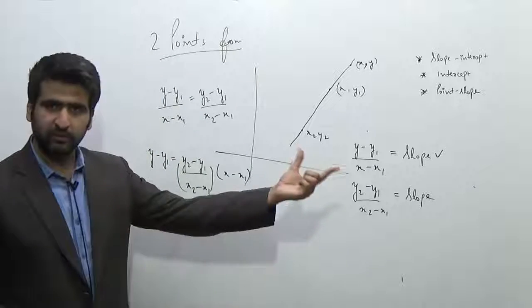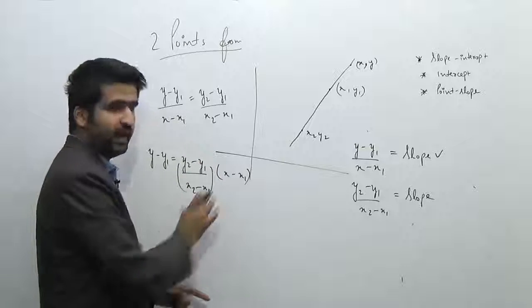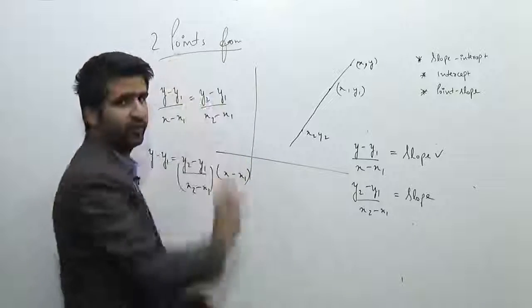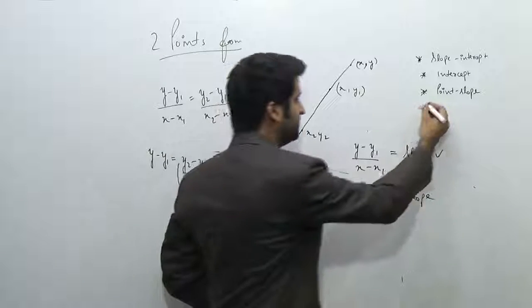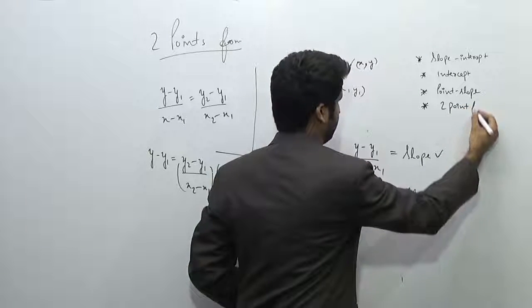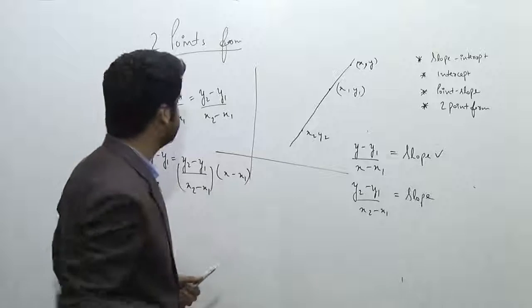This is no different from the previous, the point slope method, but instead of writing the slope as m, we calculated the slope. We actually calculated the slope using 2 points. Okay, so the next topic is 2-point form. Okay, so let's do a question on this 2-point form.